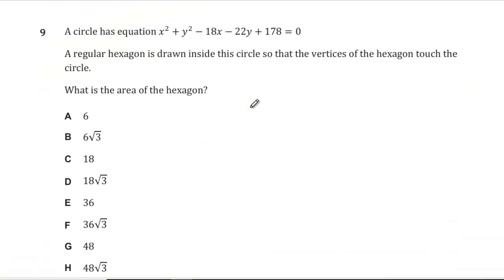Right, back on circles again. So question 9, a circle has got that equation. A regular hexagon is drawn inside this circle so that the vertices of the hexagon touch the circle. What is the area of the hexagon?